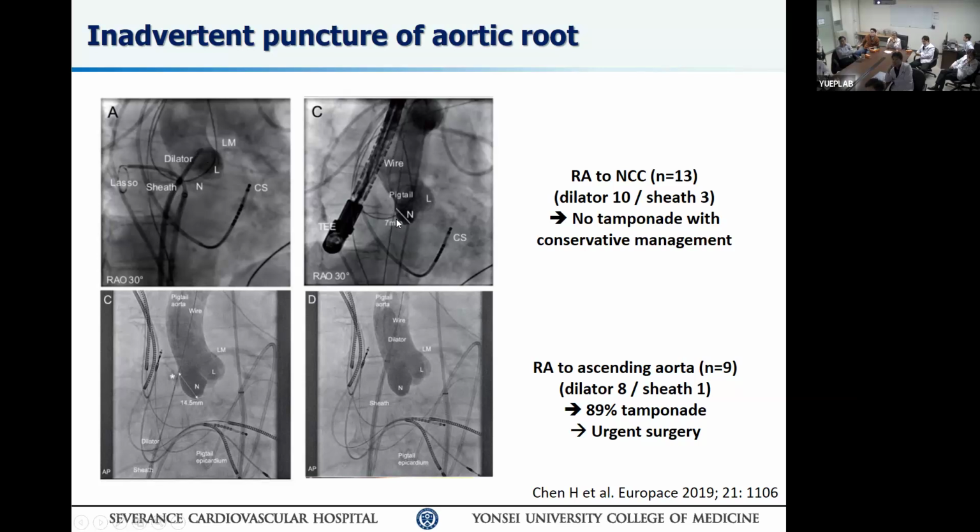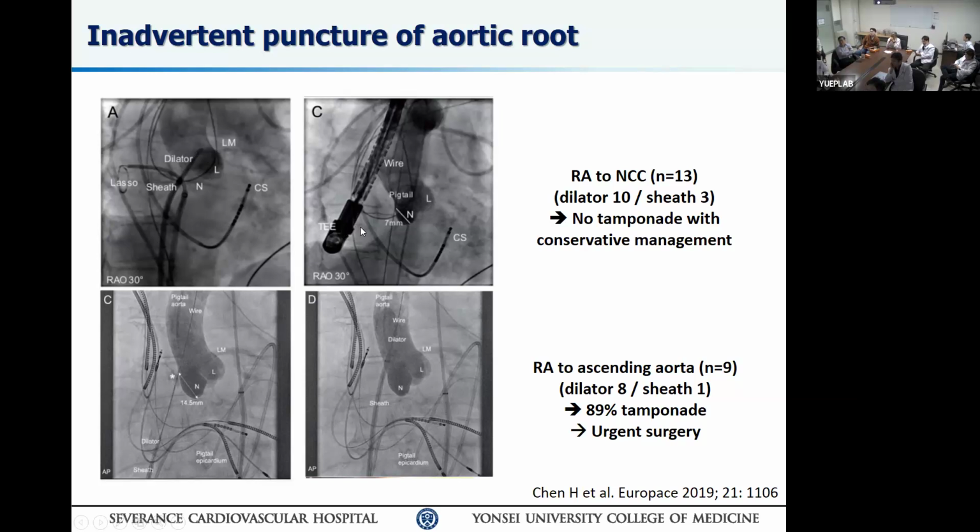Did they do a TE? What did they do? They just did conservative management. And how did they diagnose these things, I mean, how did they determine the level? By TE or by intracardiac echo? What do you use?